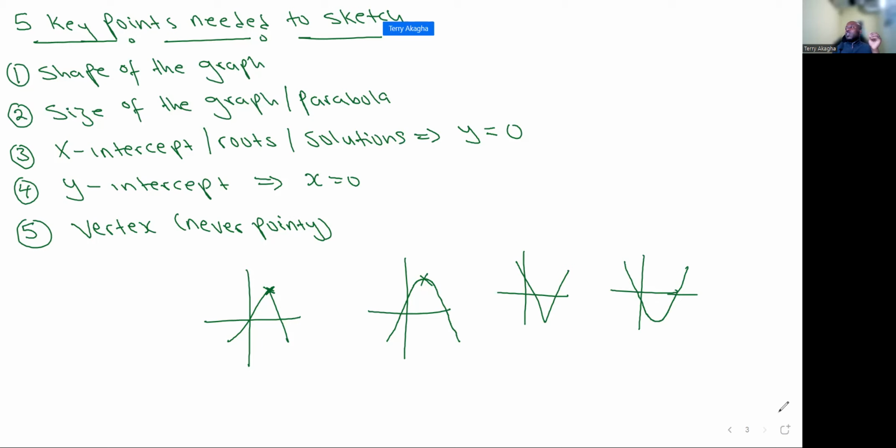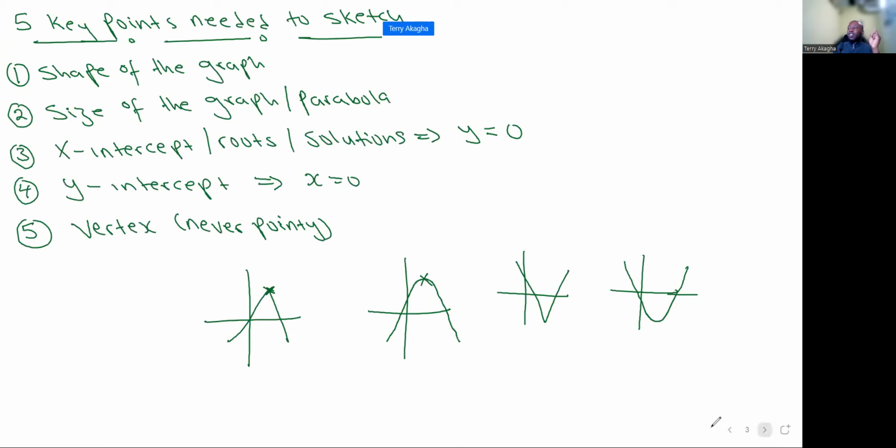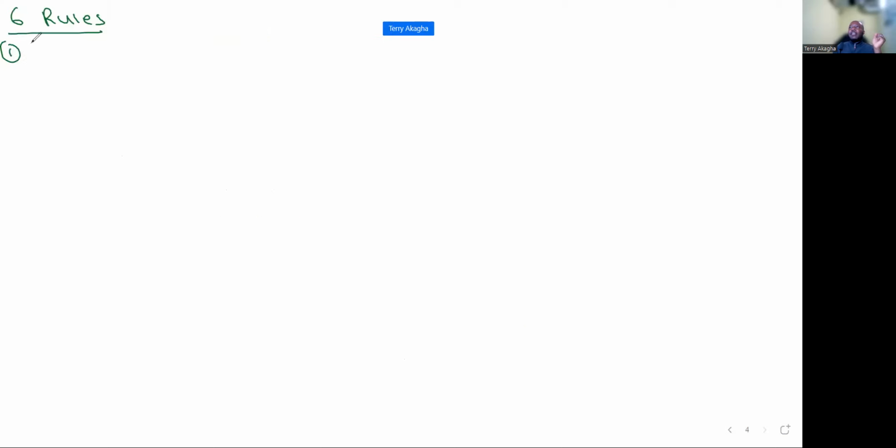Now, let's go to the 6 rules. So how do you now solve this graph? Now, there are 6 rules for this. The first thing, remember, we said the first thing is to find the shape, right? So we have to identify the coefficient of x squared, I beg your pardon, that is, or a.